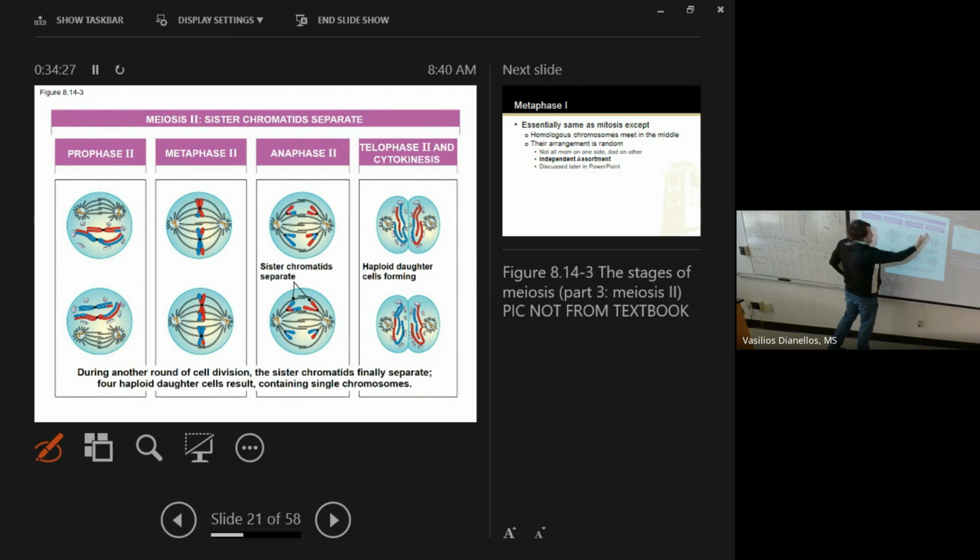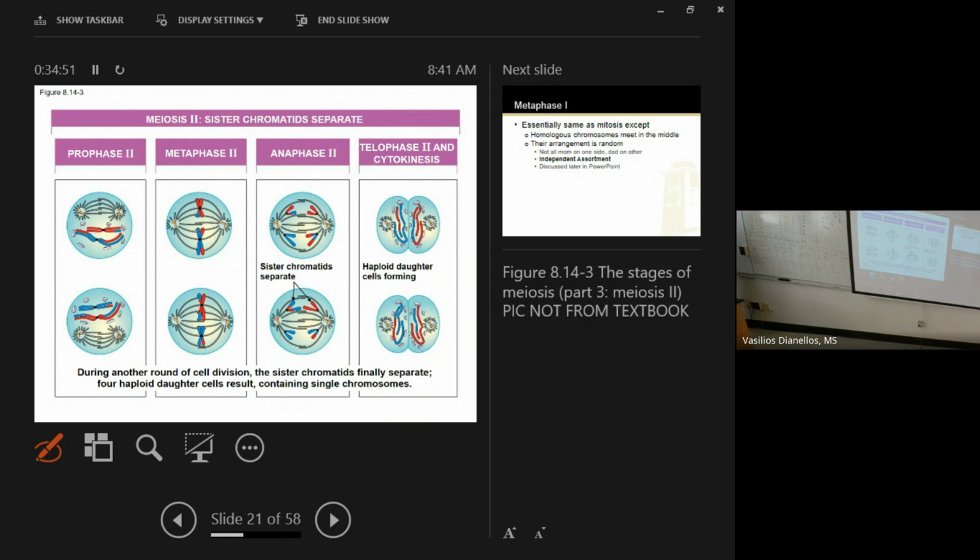And then once they get to the opposite ends of the cell, that is telophase 2. And then, of course, just like in mitosis, you have cytokinesis, right? So those cells separate. The nuclear envelope reforms, which they don't show here. The mitotic spindle disintegrates, which they have shown. And then the chromosomes uncoil, which they haven't shown.